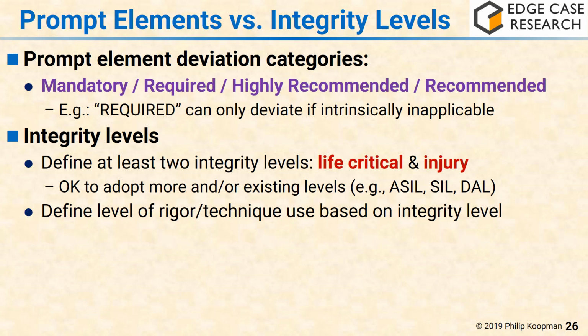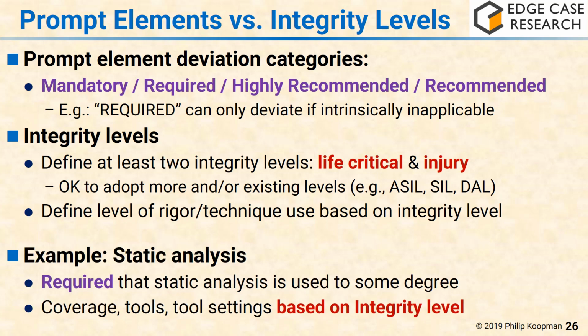That's fine. That's compatible. But it requires a distinction between life critical and injury and not safety related. Now, how does this play with the prompt elements? Okay, well, the way it plays is that the integrity levels tell you how much engineering rigor you have to apply, whereas the prompt elements tell you how much safety case documentation rigor you need to apply, and they're not the same. Let me give an example to try and illustrate that.